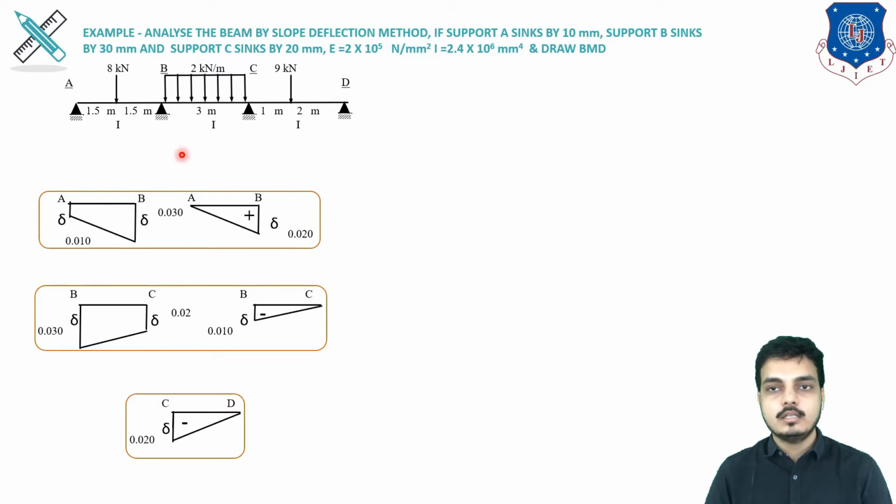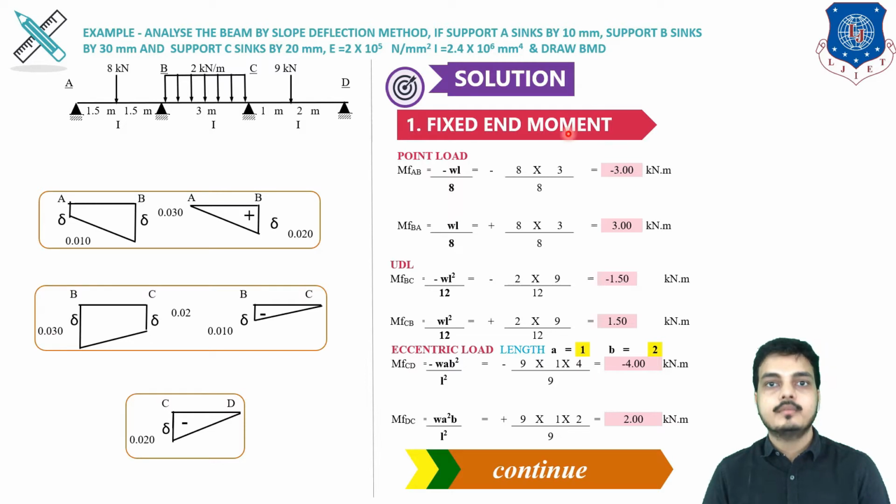So let's start with step number 1, which is the fixed end moment. Now for the AB span, a central point load of 8 kN is given on a length of 3 meters, which is at 1.5 meter, 1.5 meter on both sides. And a single I is given. You can also note that all the I's are single, means unit I value is given. Now for a point load, the formula will be minus WL by 8. MFAB is nothing but minus WL by 8. So W is 8, L is 3, so 8 into 3 by 8 is ultimately minus 3. And MFBA will be plus 3.